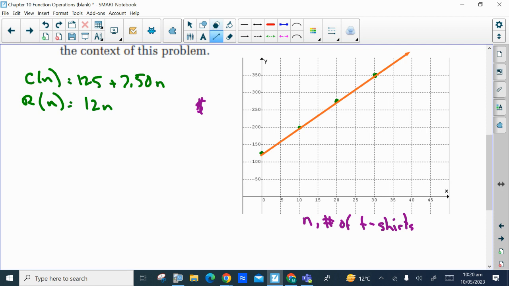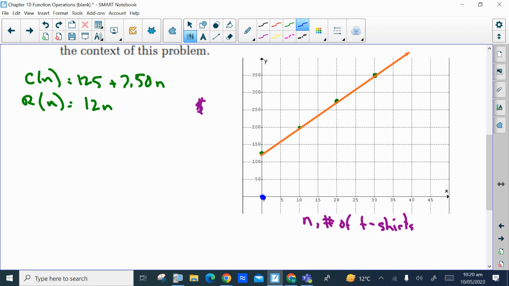And now we need to do our revenue graph. That line has a y-intercept of 0 and a slope of 12. So again, it's hard to rise 12 and run 1, but we could rise 120 and run 10 and kind of guess where that would be. Or we can do what we did before, just choose some values of n.